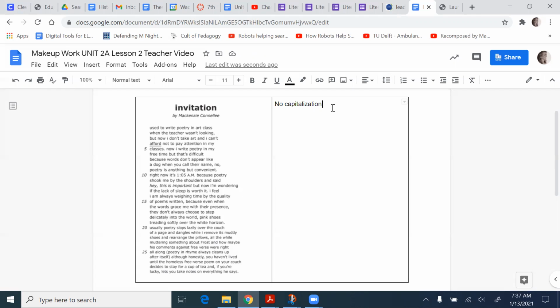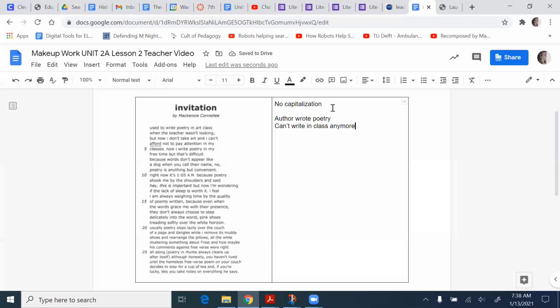All right, so here we go. First read. I'm only going to make notes on what I know. Used to write poetry in art class when the teacher wasn't looking. Okay, author wrote poetry. But now I don't take art and I can't afford not to pay attention in my classes. Now I write poetry in my free time, but that's difficult. Okay, can't write in class anymore.